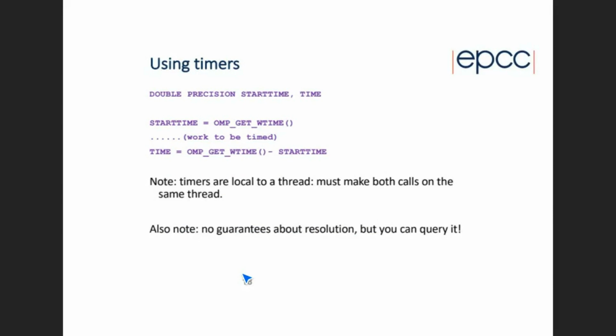So you would just use it as you would normally use a timer routine in your code. You call it once, store the value, do whatever thing it is you want to time, and then call it again and subtract the previous value. Just something to be aware of, because we're now in a multi-threaded world: in principle, timers are local to a thread. So if you want to guarantee consistency and sensible results when subtracting two values, both those calls should come from the same thread, to guarantee you've got consistent clocks.